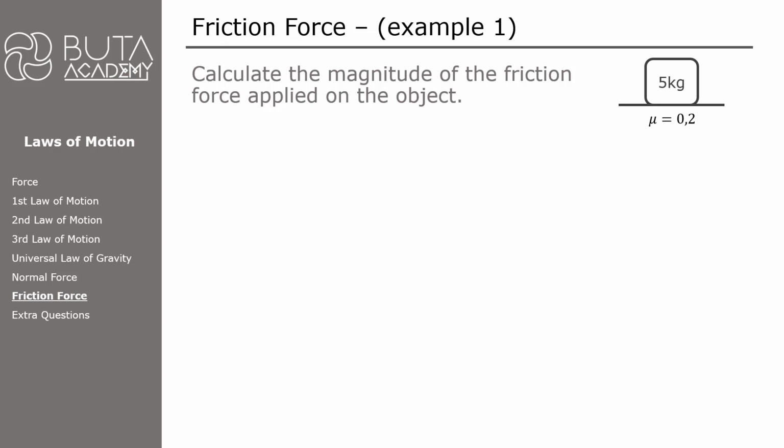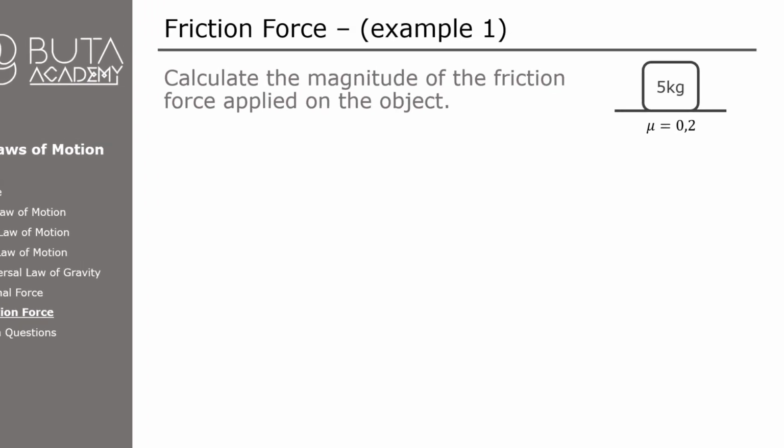We are going to start with simple examples and then gradually increase the level of hardness of questions. In the first example, we have a 5 kg object which is on a surface with coefficient of friction of 0.2. We are asked to calculate the magnitude of friction force.